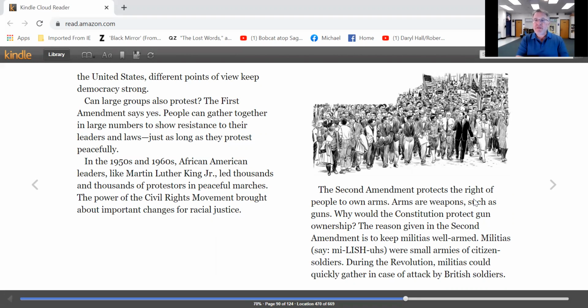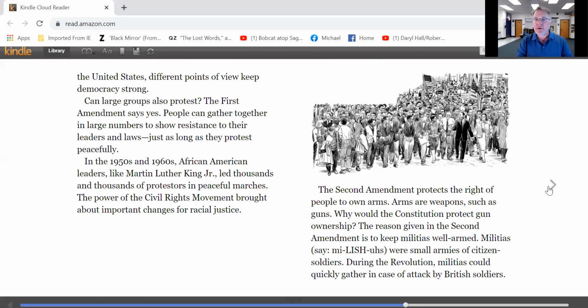The Second Amendment protects the right of people to own arms. Arms are weapons, such as guns. Why would the Constitution protect gun ownership? The reason given in the Second Amendment is to keep militias well armed. Militias were small armies of citizen soldiers. During the Revolution, militias could gather quickly in case of attack by British soldiers.